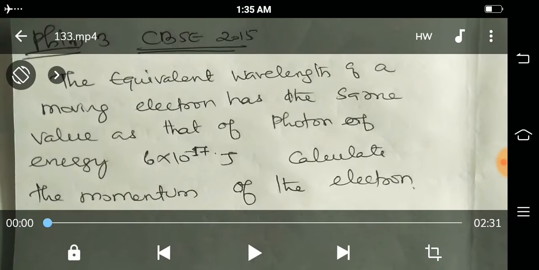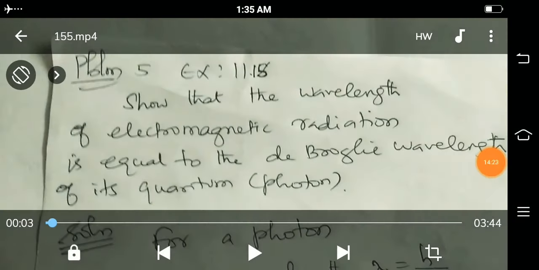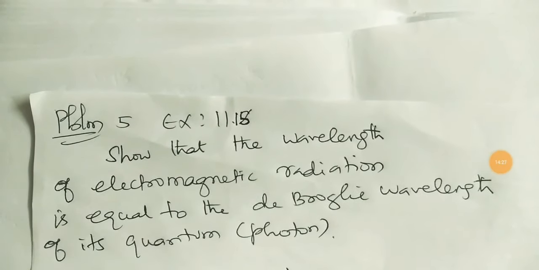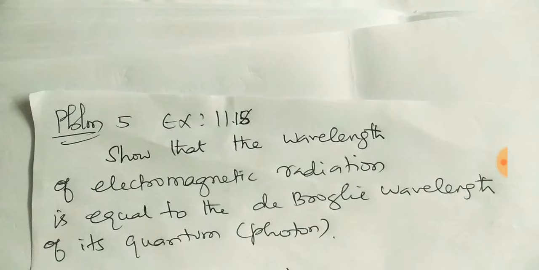Problem 3.18. Okay, what is the problem? Show that the wavelength of electromagnetic radiation is equal to the de Broglie wavelength of its quantum. We know that quantum is nothing but photon. We need to show that the electromagnetic radiation wavelength is equal to the de Broglie wavelength, that is lambda. We know that lambda is nothing but h by mv.